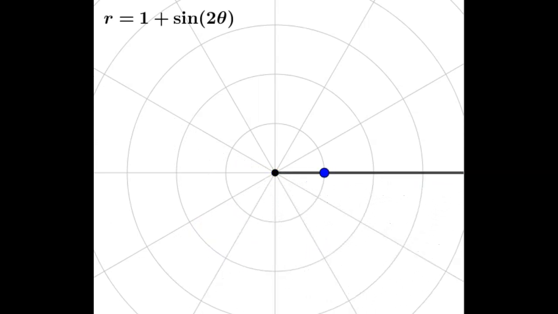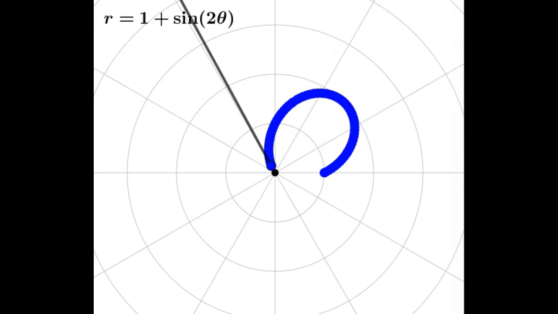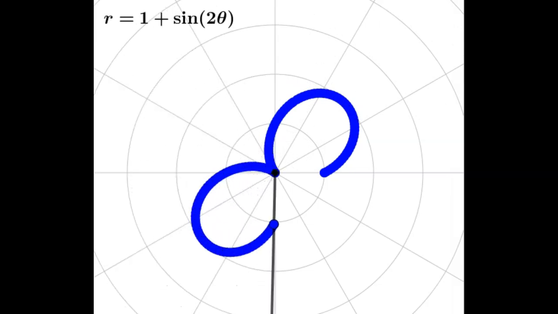And let's do it one more time, but this time I'll show you the point actually tracing out the curve. On your mark, get set, go! With that, I leave you.